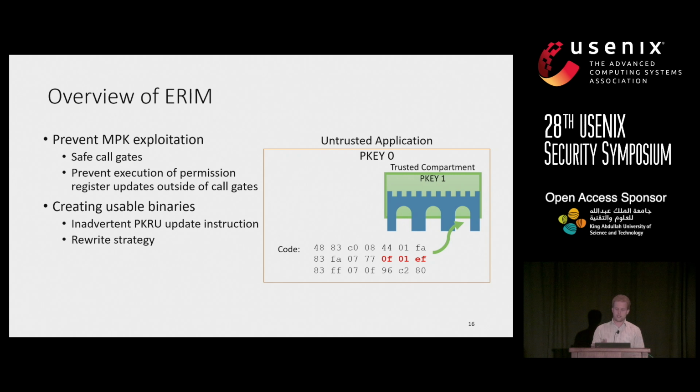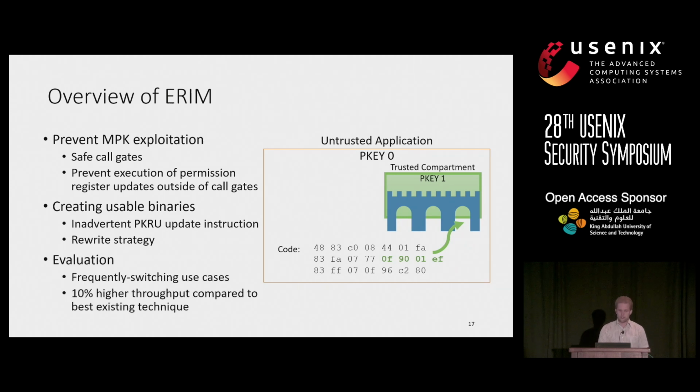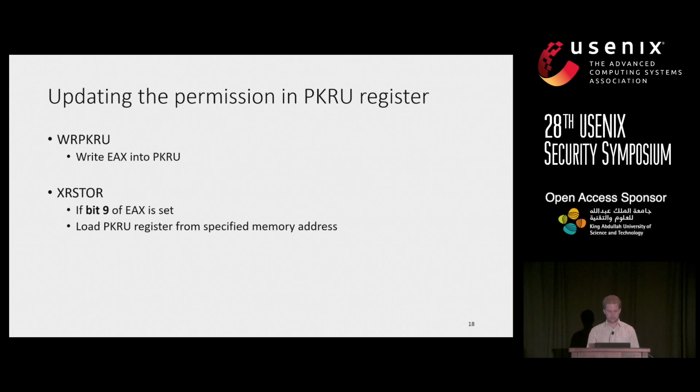These applications are not in line with ERIM safety checks, and this is the result of including inadvertent instructions that update this permission register. To enable the execution of such applications again, we have devised rewrite strategies to eliminate these permission register update instructions while maintaining the semantics of the binary code. Our rewriting approach has already enjoyed a lot of independent interest and has already been adopted in several works. Lastly, we take this isolation technique and apply it to frequently switching use cases and observe a substantially lower overhead compared to prior art.